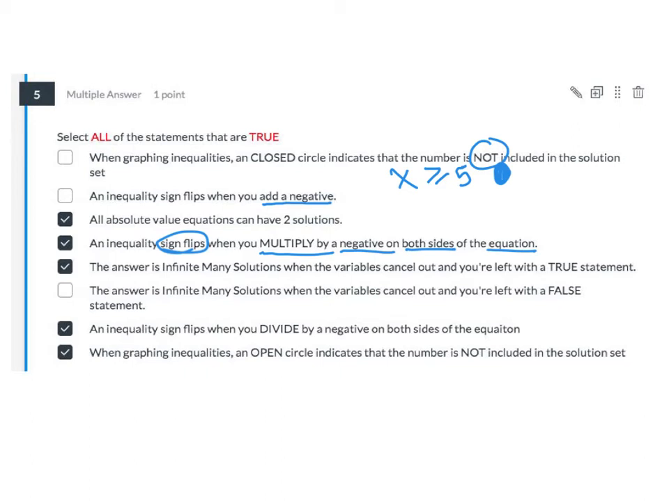Okay, moving on. The answer is infinitely many solutions when the variables cancel out and you're left with a true statement. This is true. So no variables, you read it, it is true. Yes, it's infinitely many solutions or all real numbers. Okay, next one. Infinitely many solutions if the variable cancels out and it's left with a false statement. A false statement, remember, is no solution. So we don't have a variable. Let's do one. Let's say 4 is greater than negative 2. Is 4 greater than negative 2? No, that is false. So our answer would be no solution.